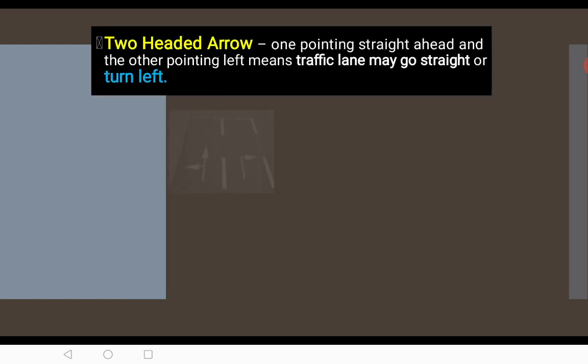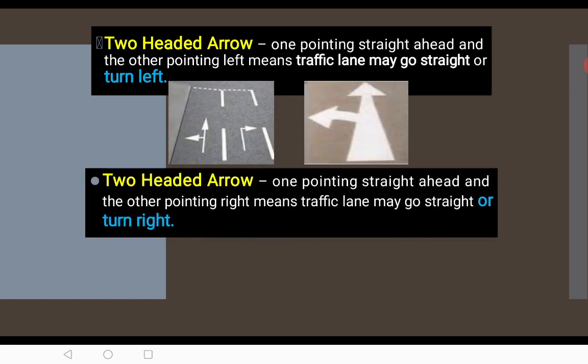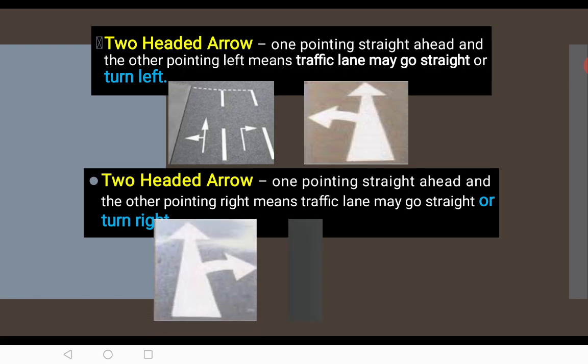Okay, so when you see a two-headed arrow, one pointing straight ahead and the other pointing left, it means the traffic lane may go straight or turn left. When you see a two-headed arrow, one pointing straight ahead and the other pointing right, it means the traffic lane may go straight or turn right. Okay, so those are those. Akong i-reiterate lang ato ang discussions last meeting.